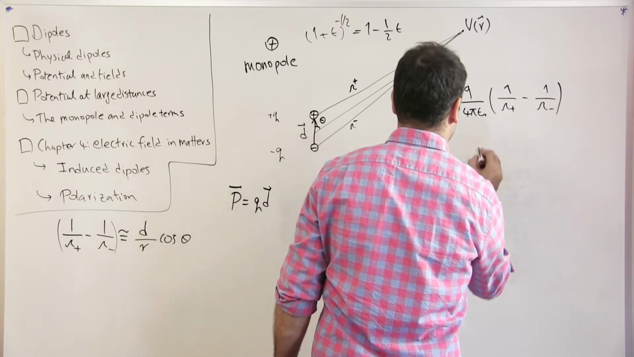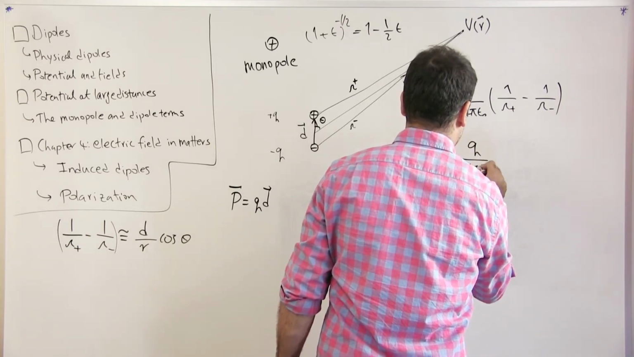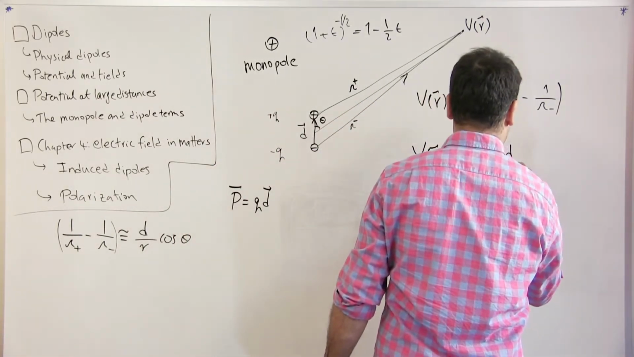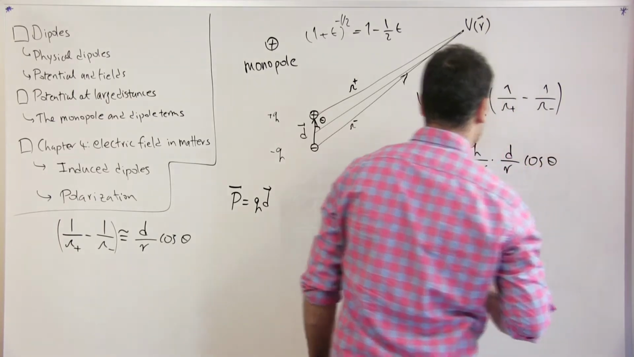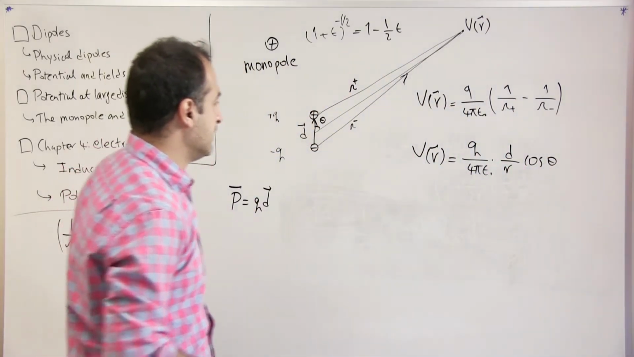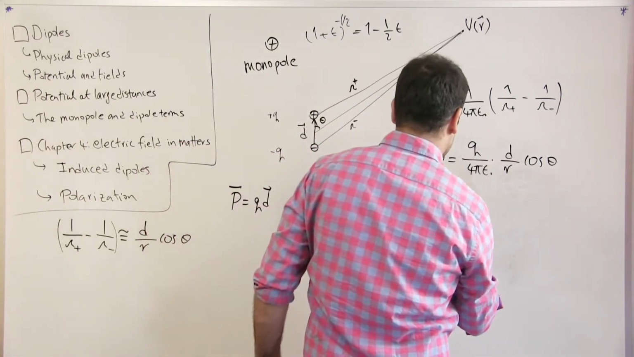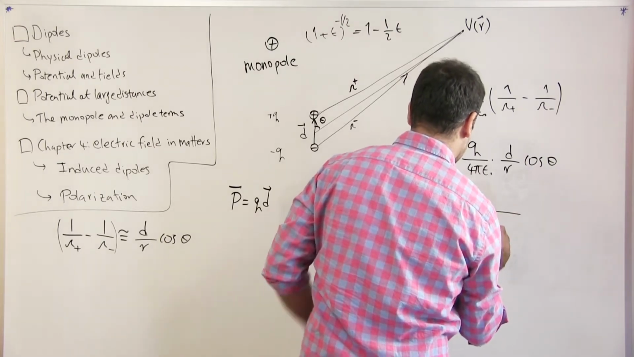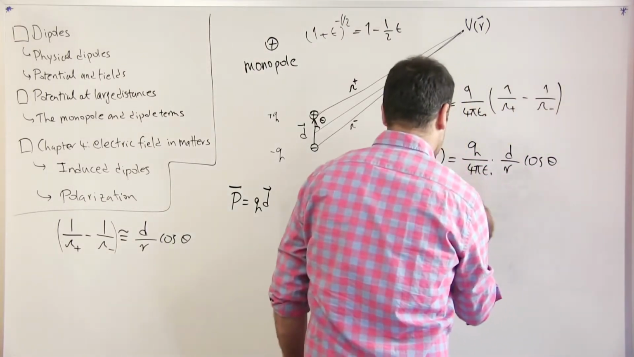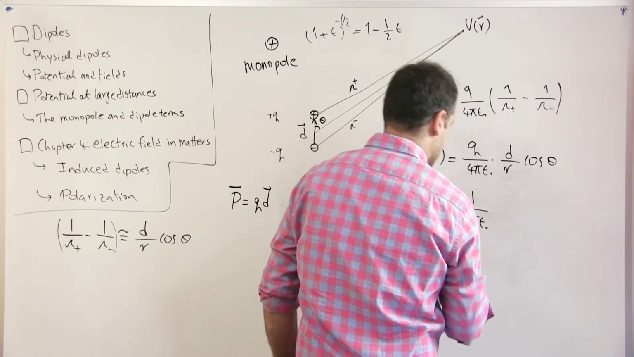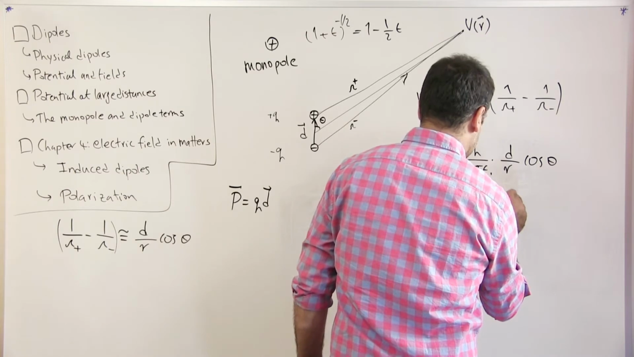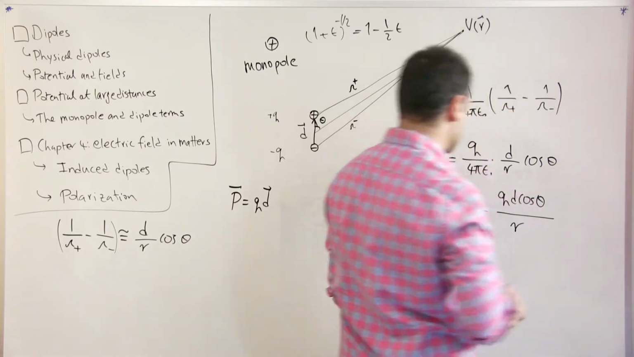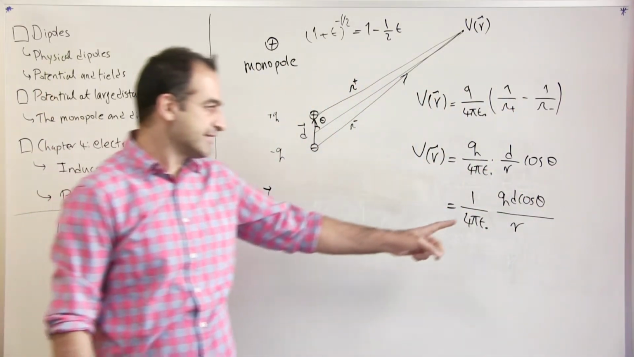The potential V at R can be approximated as Q over 4 pi epsilon 0 times D over R squared cosine theta. Okay, so now if you look at the numerator here, I can rewrite it in a different form. I can say 1 over 4 pi epsilon 0 times QD cosine theta over R. I'm going to rewrite it in just a different form.